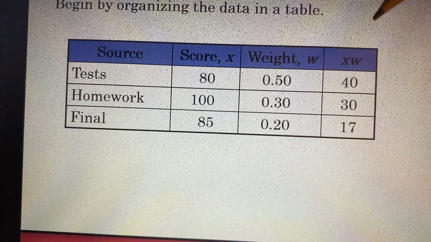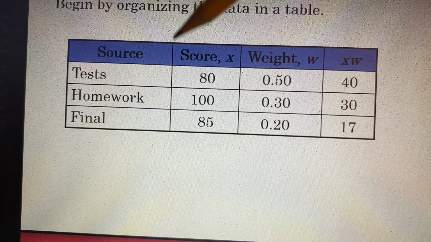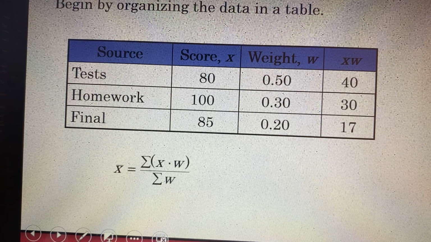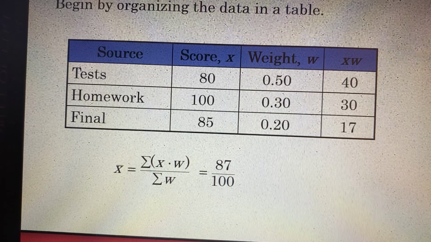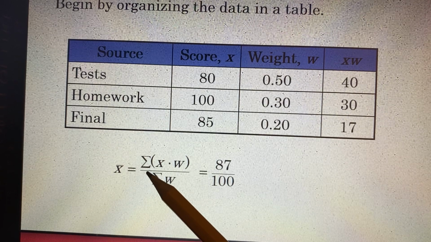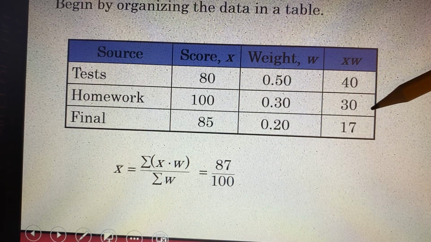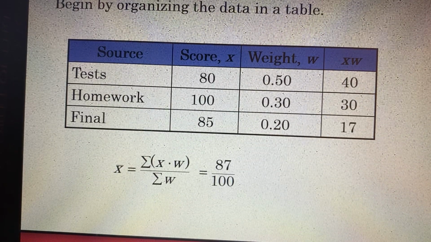Okay. In our formula, it said that we had to do the x's times the w's. So that's what we're doing here. 80 times 0.50 gives me 40. 100 times 0.30 is 30. 85 times 0.20 is 17. Okay, so when we take these products, the x's times the w's, you need to add them. Sigma means we're adding. 40 plus 30 plus 17 gives us the 87.